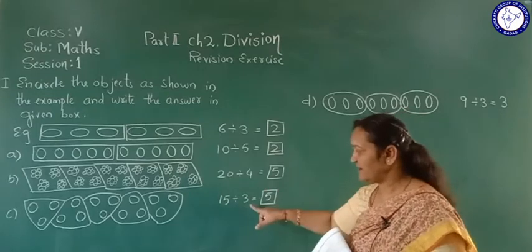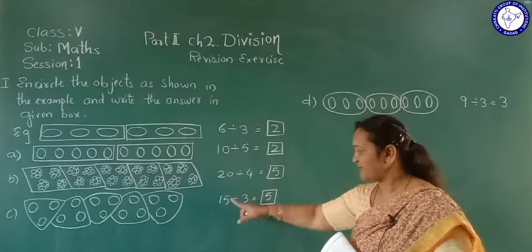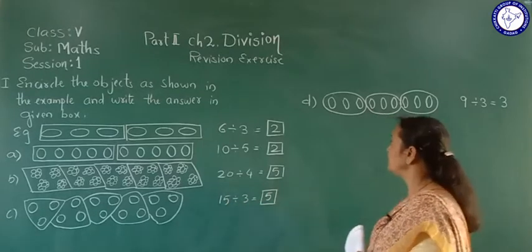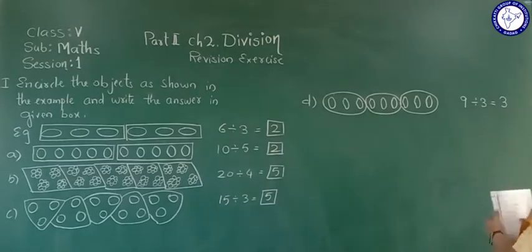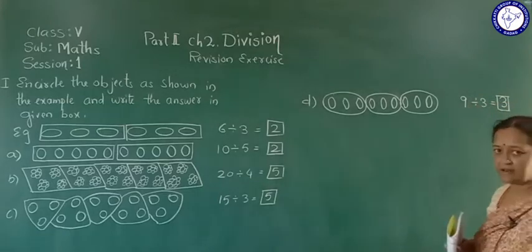Then 15 divided by 3. 3 5s are 15. So 15 is divisible by 3 and 5. Okay. Then D question, 9 divided by 3. Check here, 3 is the answer. 3 3s are 9.